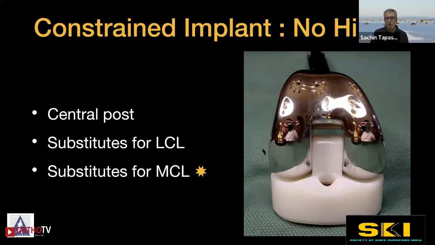So essentially, what this is, is a tall post in the middle of your plastic insert, which mates with the cam of your femoral component. It's a large central post. It substitutes predominantly for the LCL, and if you have minor to moderate degrees of MCL laxity, it may help substitute for the same as well.